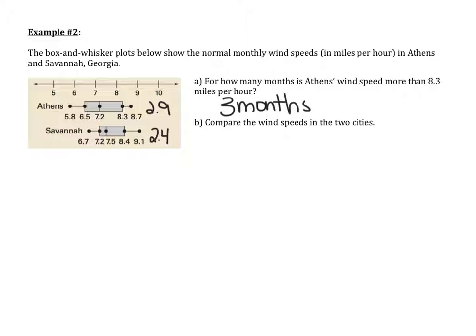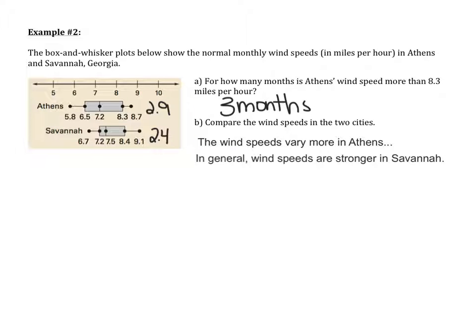So again, the wind speeds vary more in Athens, but when you compare Athens to Savannah, you can see that Savannah's wind speeds are generally higher than the wind speeds in Athens, since its lowest is 6.7 and highest is 9.1, whereas in Athens, its lowest is 5.8 and its highest is 8.7. So again, the wind speeds vary more in Athens, but in general, wind speeds are stronger in Savannah.